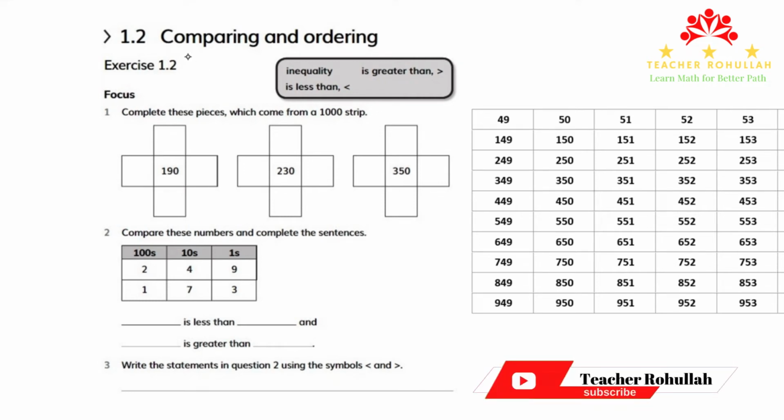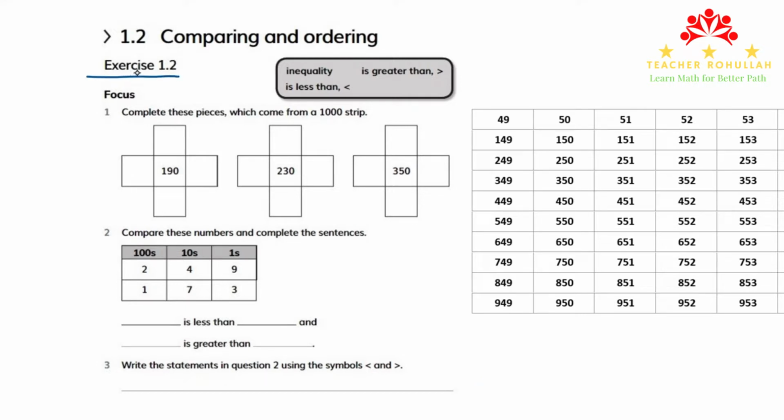In this video, I'm going to work on exercise 1-2 of workbook 3, which is the workbook of mathematics of grade 3. The main focus of this exercise is comparing and ordering numbers. The first question in this exercise is asking us to complete the pieces which come from a 1000 strip.